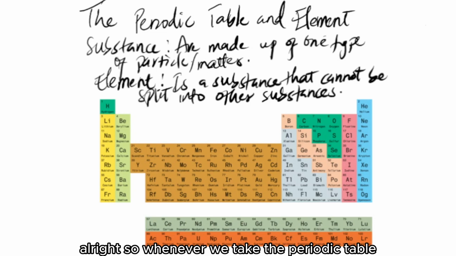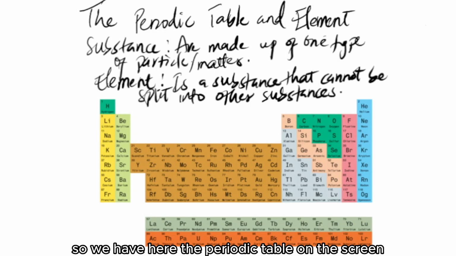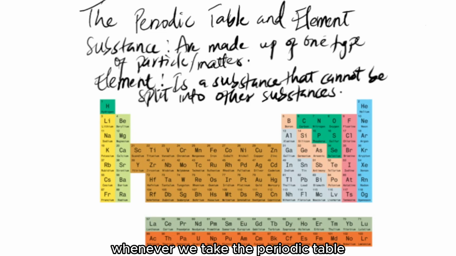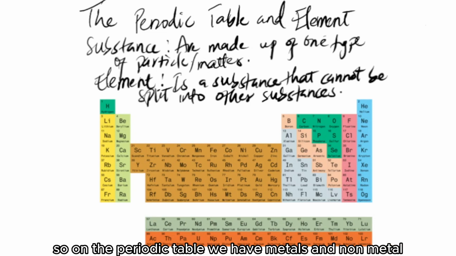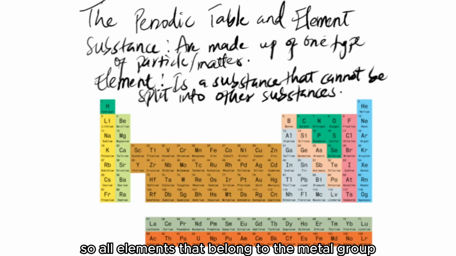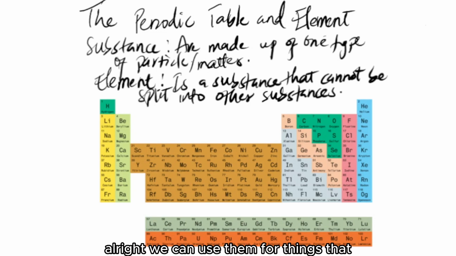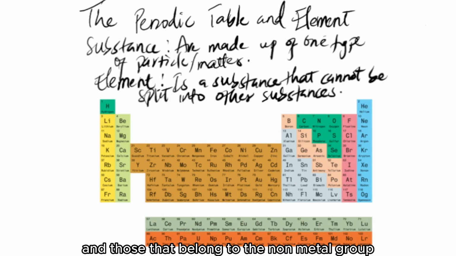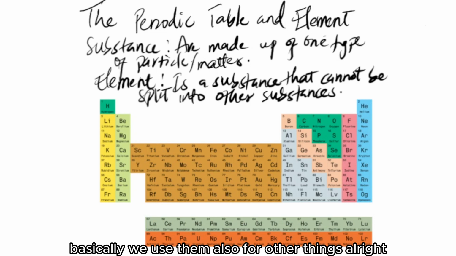We have here the periodic table on the screen. Whenever we take the periodic table, elements are used based on certain properties that they exhibit. On the periodic table, we have metals and non-metals. So that is one property. All elements that belong to the metal group, we can use for things that need metals in making them. And those that belong to the non-metal group, we use also for other things.